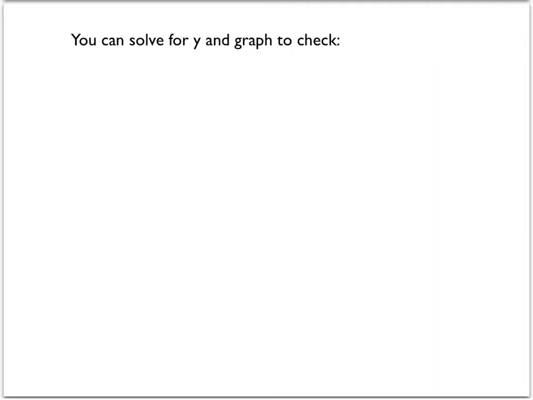Also, you can solve this for y. This is a little bit similar now to what we have done back when we were studying transformations of functions. You recall, here's our original equation of this parabola.